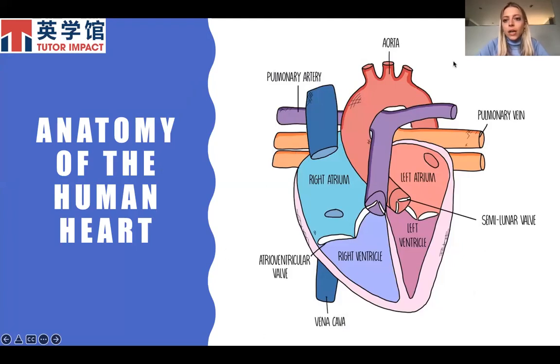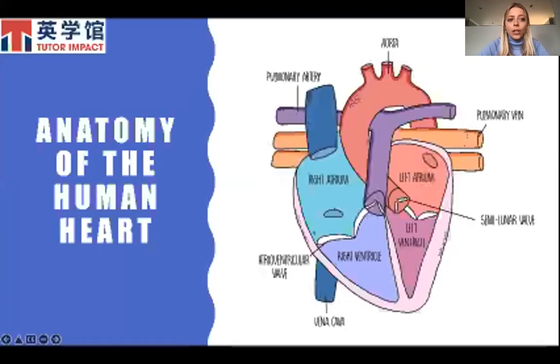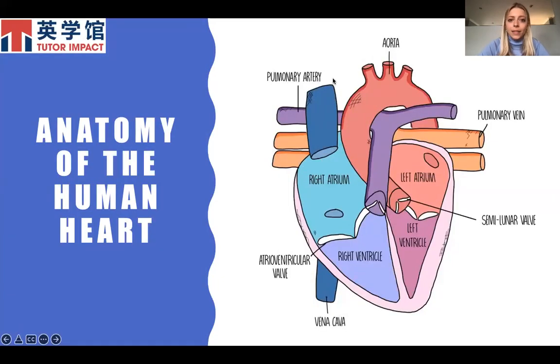So as you can see on the screen here, we are looking at a human heart, and we're going to be discussing now the anatomy of that diagram. So as you can see from this diagram here, the heart is made up of 4 chambers, and this is divided into 2 sides. So we've got the left-hand side and the right-hand side of the heart.